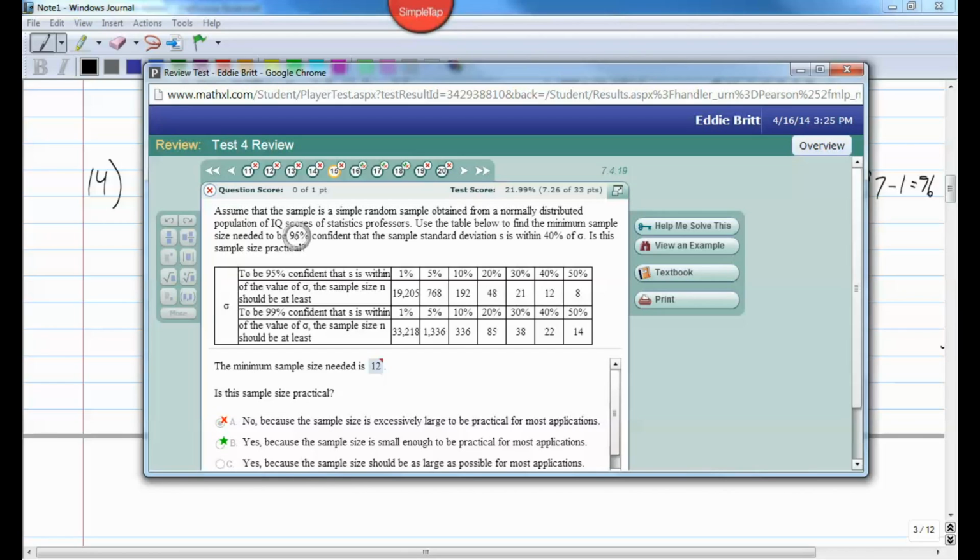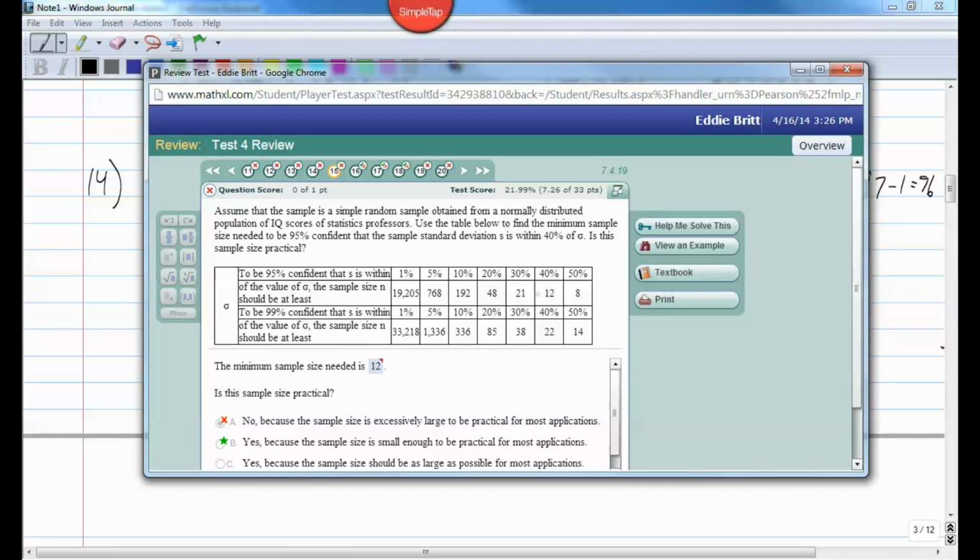So we want to be 95% confident. In this table, there's a top part and a bottom part. 95% confident is the top, 99% confident is the bottom. Then we want to be within 40%. So go down here to 40%, and this tells you how big N, the smallest value of N is: 12. 40%, 95% confident, 12. The minimum sample size needed is 12.